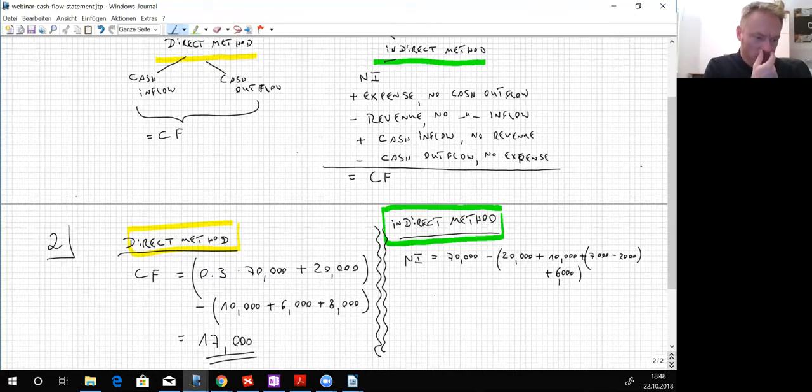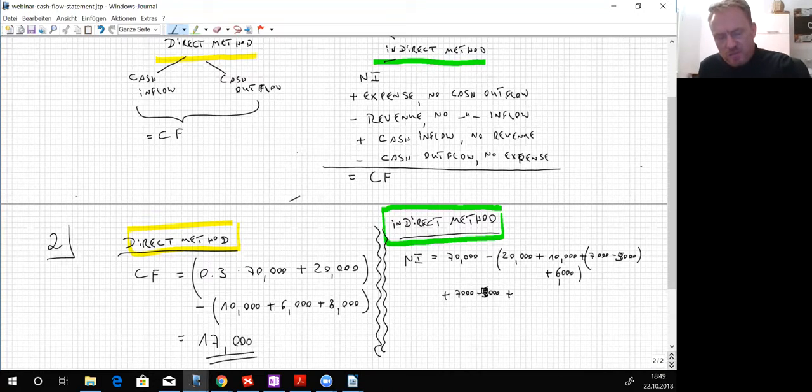Then it's a revenue that has not been a cash outflow. What's a revenue that has not been a cash outflow? It is, on the one hand, the rising of provisions, 7,000 minus 5,000, I'm sorry. So the provisions rise by 2,000, from 5,000 to 7,000. The rising of provisions, first.